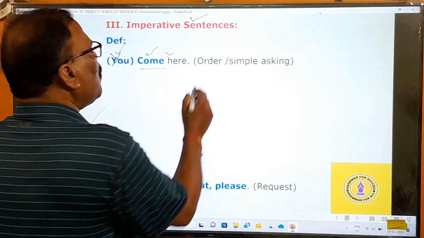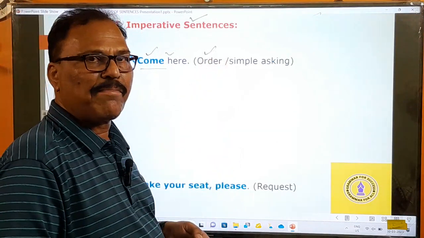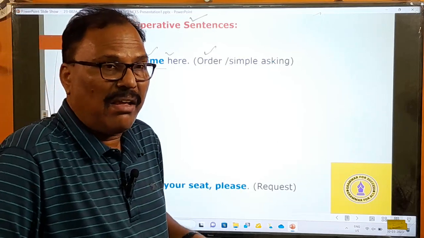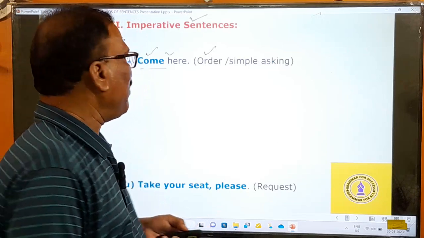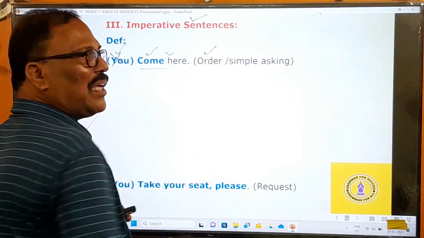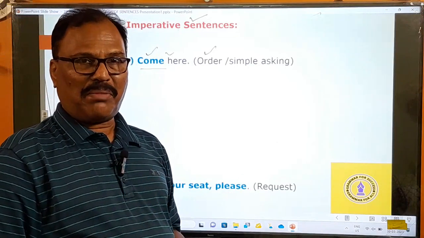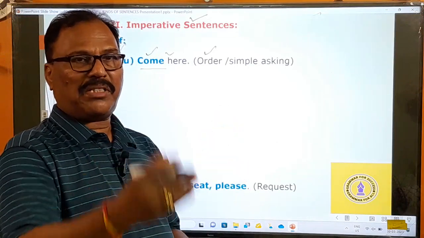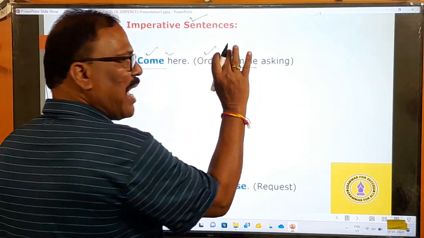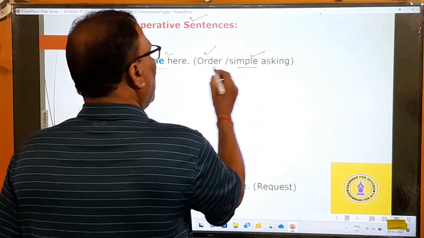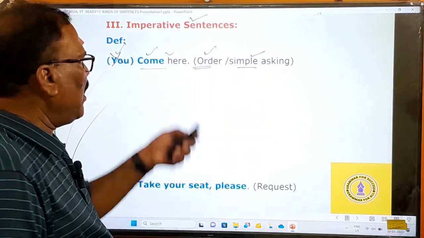If you say that sentence in a harsh manner or in an angry way, then it is called an order. Come here. Then it becomes an order. If you simply say, come here, you are simply asking somebody to come. If you ask in a moderate manner, that's called a simple asking. If you say the same sentence in a harsh way, it becomes an order.